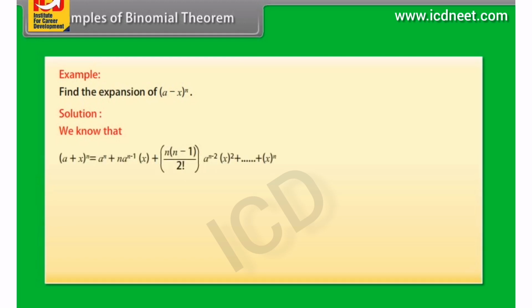Examples of binomial theorem. Example: find the expansion of (a - x)^n. Solution: we know that (a + x)^n is equal to a^n + nC1 a^(n-1) x + n(n - 1)/2! a^(n-2) x^2 and so on up to x^n. Put x equal to -x in the above expansion.